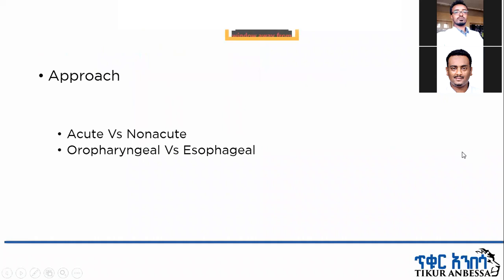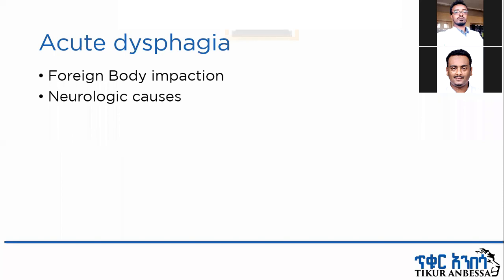So the approach in general for dysphagia is, one, you could classify it as acute dysphagia and non-acute dysphagia. Because there is no chronic dysphagia as a term, it's better to say non-acute dysphagia, one way of looking at it. So the other option is classifying it as oropharyngeal dysphagia and esophageal dysphagia. So that would be a good entry point to evaluate patients with dysphagia.